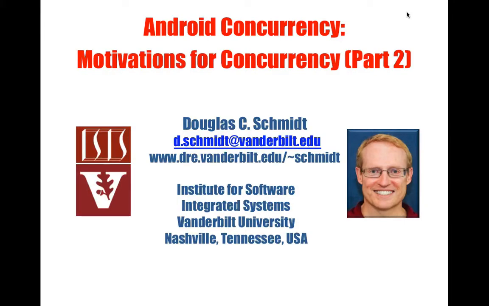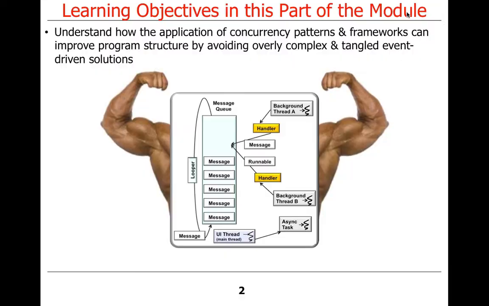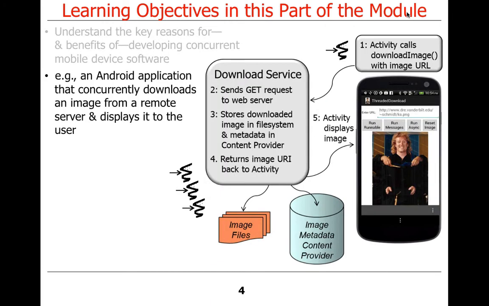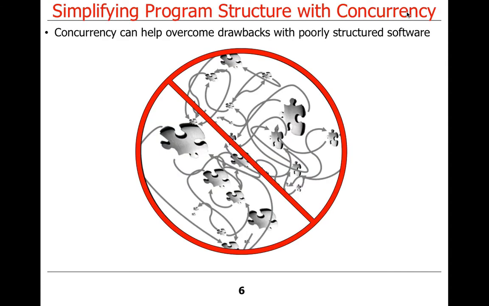What we're going to do now is talk about one other class of motivations for concurrency. In this case, we're going to talk about how you can use concurrency to avoid having overly tangled, complicated software. So we're going to try to make something that's more structured as opposed to a big ball of spaghetti. And we're going to use our download application again.